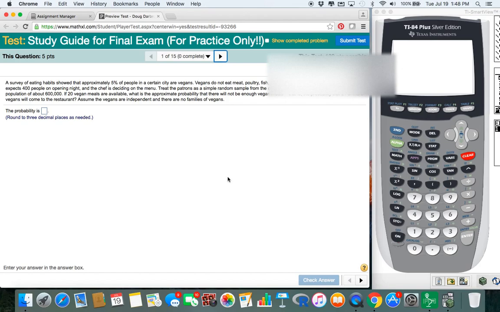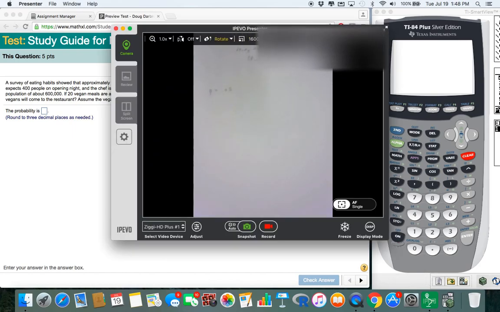Well, gang, anyway, this is a proportion problem. So I'd like to write down some information here. So first of all, I know that my p for this problem is 5%. I'll tell you what I want to do. I want to bring this up so you guys can see what I'm writing.